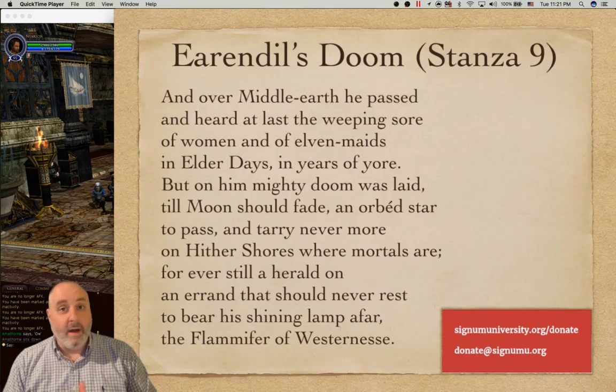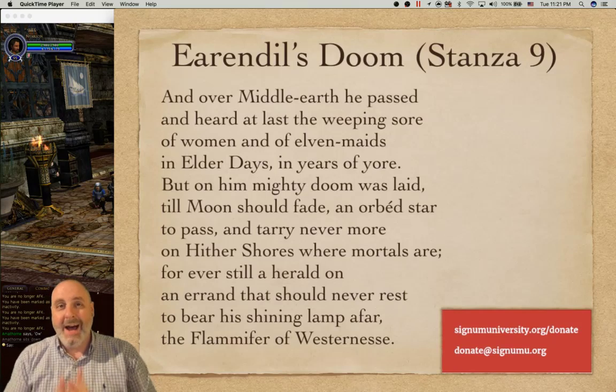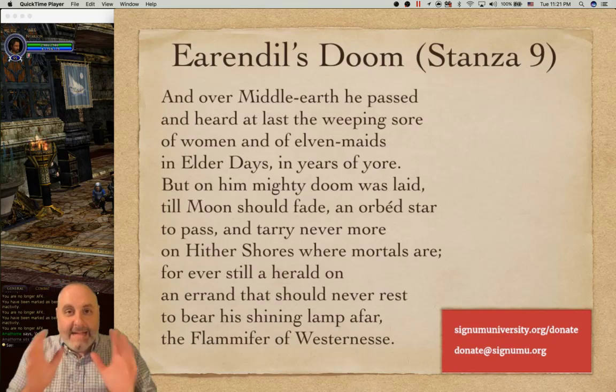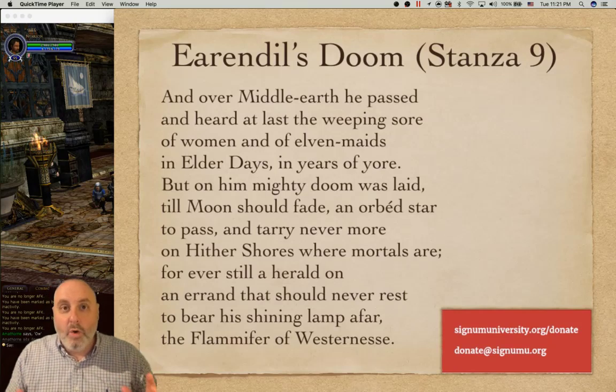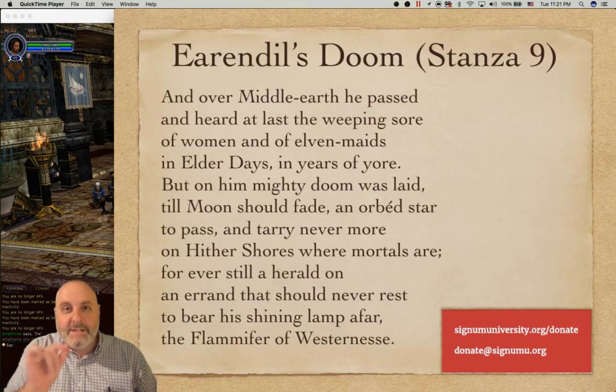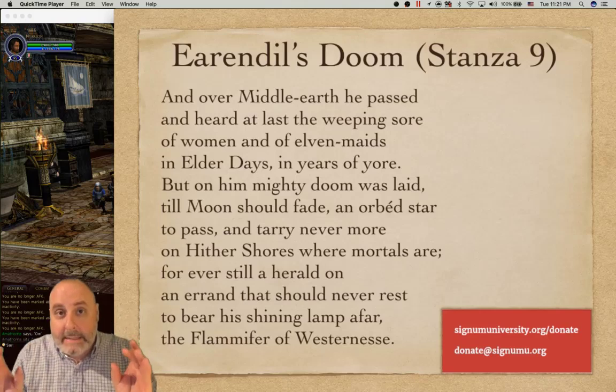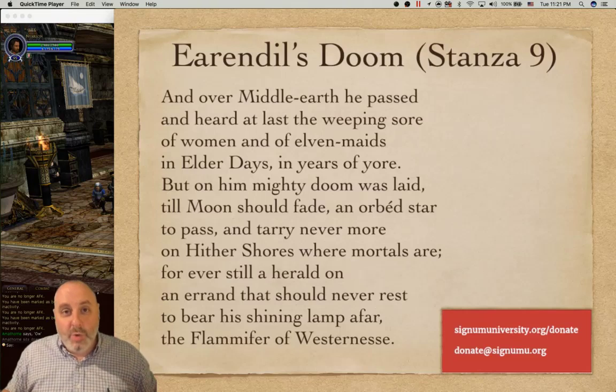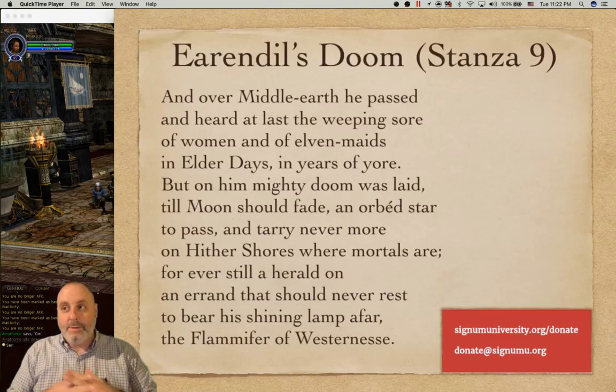The but does make it tragic, Mike. Absolutely. But on him mighty doom was laid, till moon should fade, an orbed star to pass. That's the mighty doom. He's going to pass as an orbed star. The orbed is the really important word there, right? Which talks about his constraint. His mighty doom is that he is constrained to his orb, and he can't leave that orb. He can't come any closer to the hither shores than his orb allows.